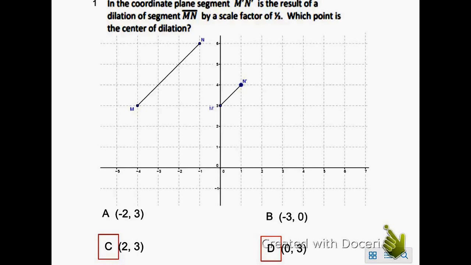Question 1 says, in the coordinate plane, segment M prime N prime is the result of a dilation of segment MN by the scale factor of 1/3. Which point is the center of dilation?